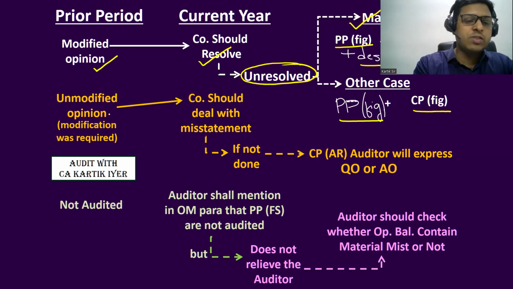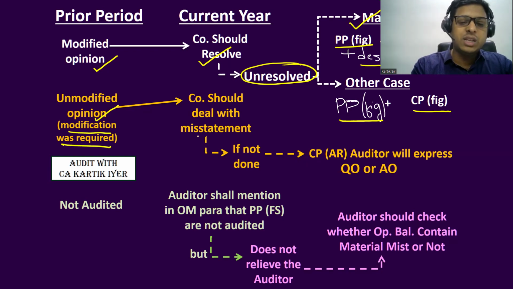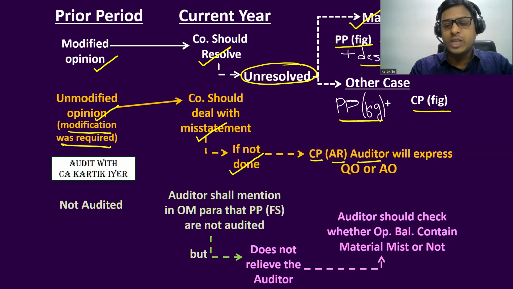Next, in the last year, the auditor had mistakenly given an unmodified opinion where modification was required. In this year the company should deal with the misstatement and correct it at least this year. But if the company has not done that, then in the current period's auditor's report, the auditor will express a qualified opinion or an adverse opinion.